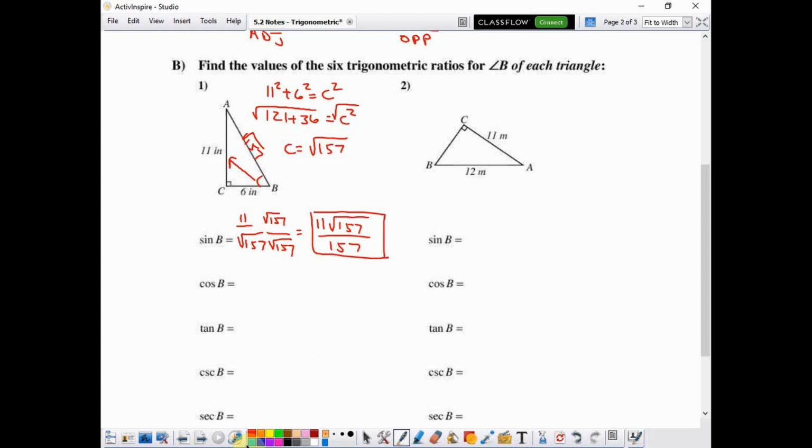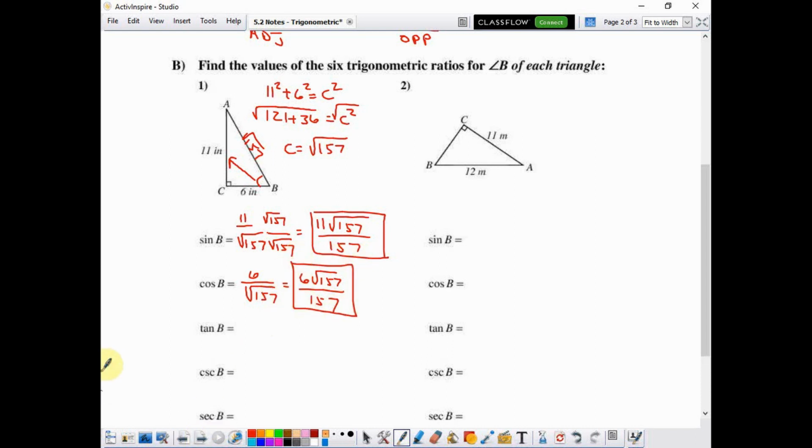On to cosine, and cosine is adjacent over hypotenuse. Adjacent to B, the adjacent leg is 6. So 6 over the square root of 157. So we're going to have to multiply by the square root of 157 on top and bottom again, or we can just look at what happened when we did that. And here, we would end up with 6 times the square root of 157 over 157. We don't have to write this each time necessarily. When I multiply this by square root of 157, I get 6 root 157, and on bottom, 157.